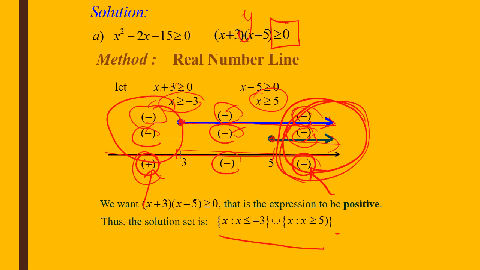This is the real line method. So I think most of you learned it in high school. Okay, so there's no problem actually. In interval form, the answer should be from negative infinity to negative 3 square bracket, or 5 to infinity. Okay.